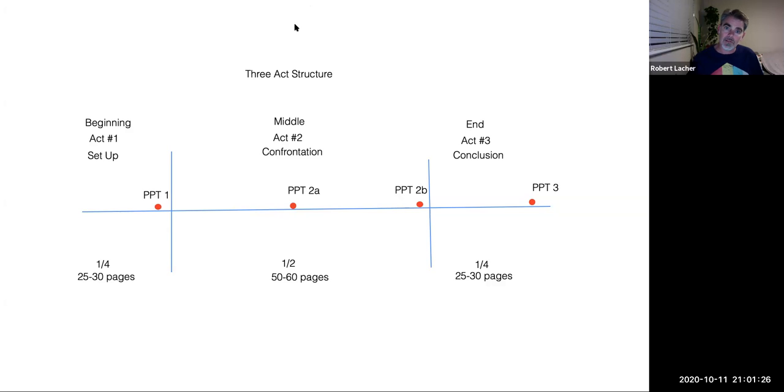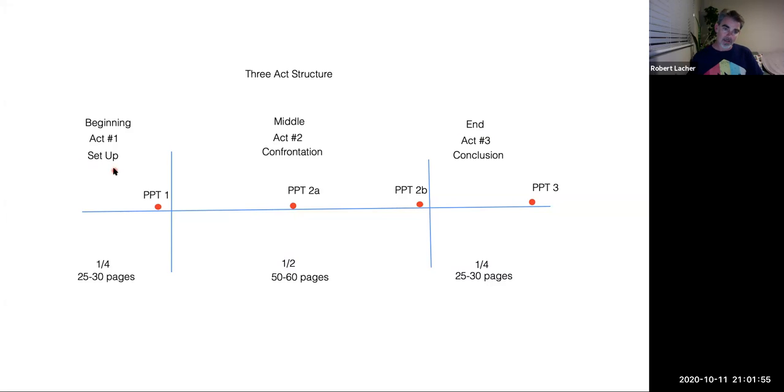Hi class, I want to take a few minutes in this video to show you a graphic and explain some things about the three-act structure. The three-act structure, the Hollywood formula for a screenplay, is what we're going to be learning over the next several weeks. The three-act structure has three acts: Act 1, Act 2, Act 3. Beginning, middle, and end. Pretty simple so far.